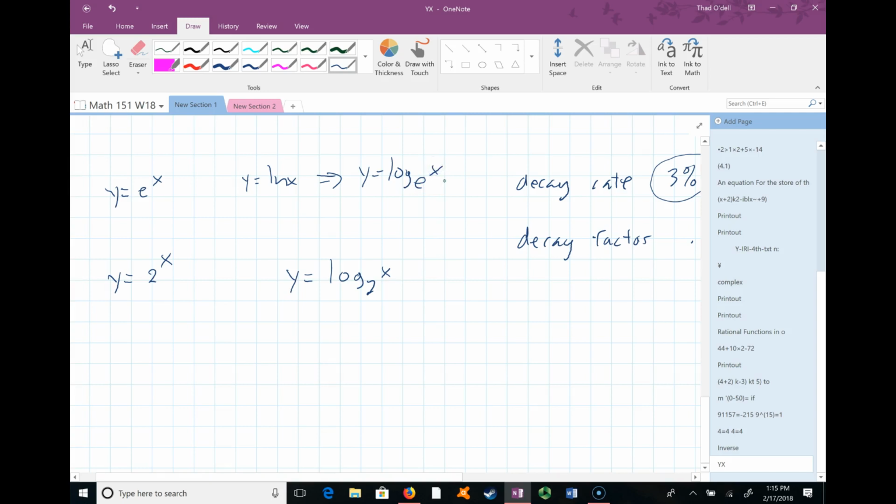So essentially, the base tells you which exponential the logarithm undoes. So log base 2 undoes 2 to the x. Natural log undoes e to the x. If I have 5 to the x, then I would need a log base 5 to undo that. Okay, so again, what we're saying is log base 5 of 5 to the x would be equal to x. That's what we mean by undoing it. Just like the square root of x squared equals x.